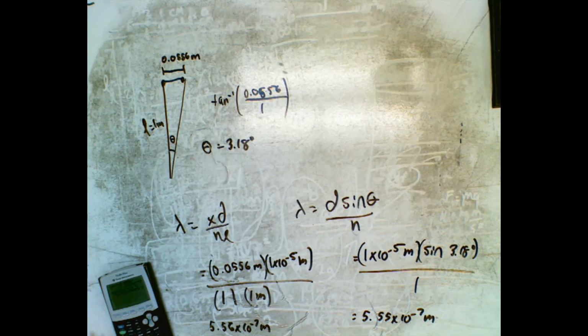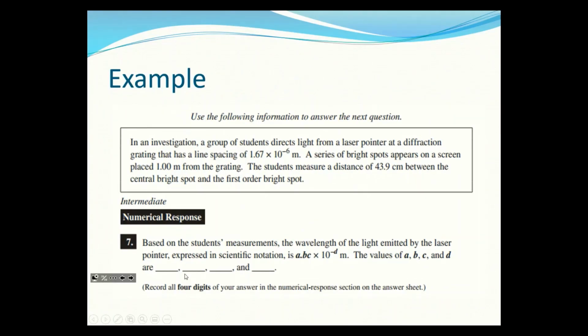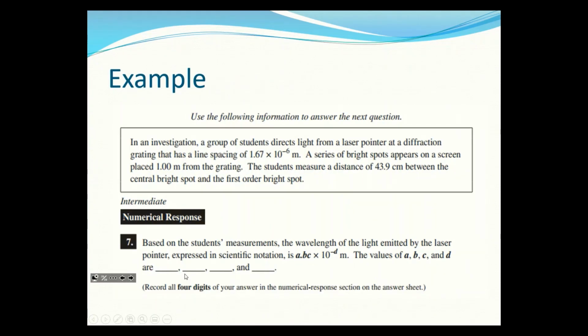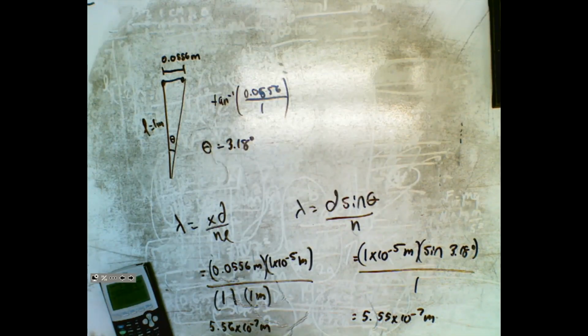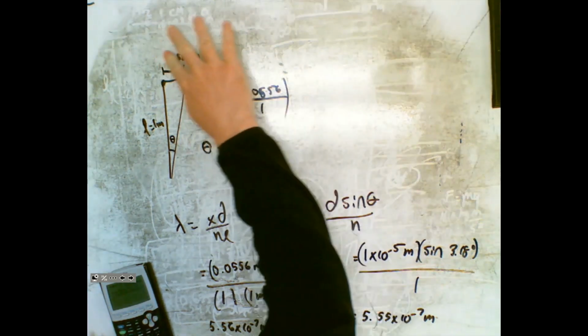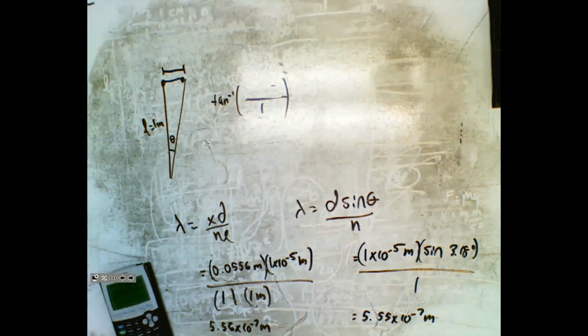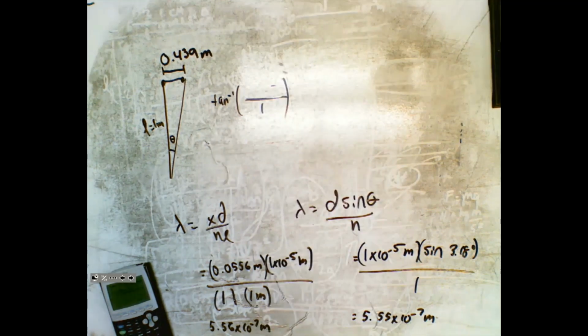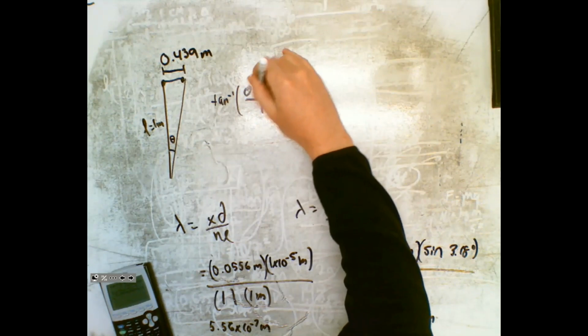But with this next question, in an investigation, same thing, different line spacing, different measurement, first order bright spot, and we want to find the wavelength, right? So it's the same idea with this one, but only our distance is bigger. So instead of our distance being 0.556, it's 0.439 meters. Oh, it's still 1 meter. Yeah, still 1 meter. So 0.439 meters.